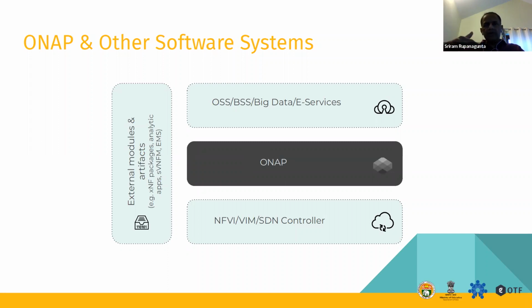And ONAP is layered on top of the bottommost layer, which is the NFV, VIM, and SDN controllers. These are the underlying entities. The NFV is the hardware and the software required to create the virtual infrastructure that we talked about. And VIM is the layer that enables you to control it. For example, some of you may be familiar with OpenStack or Kubernetes. These are examples of VIM, the virtual infrastructure managers. ONAP essentially is layered on top of that, and also the SDN controllers.